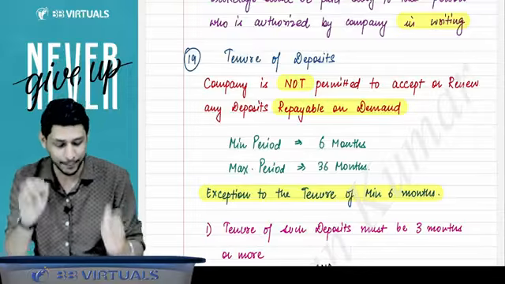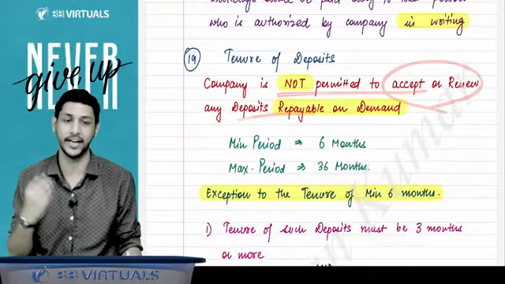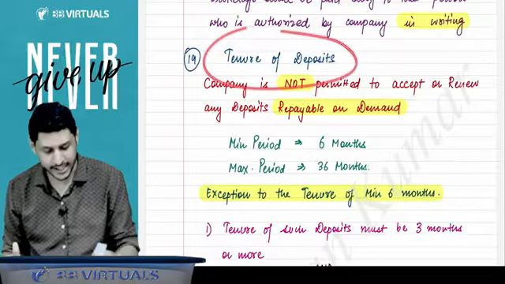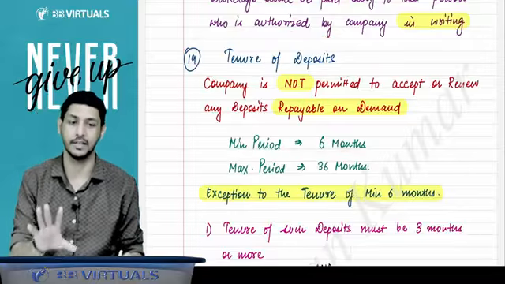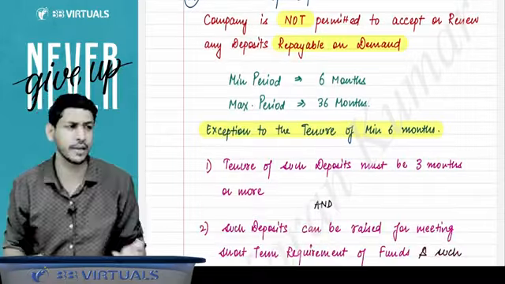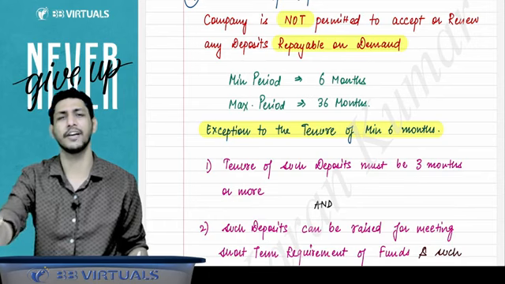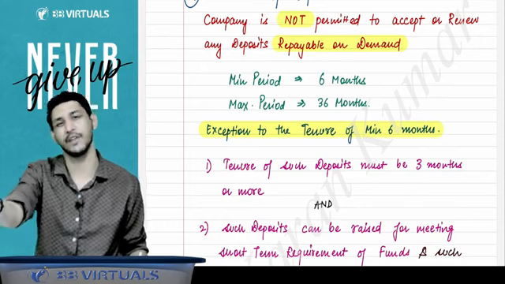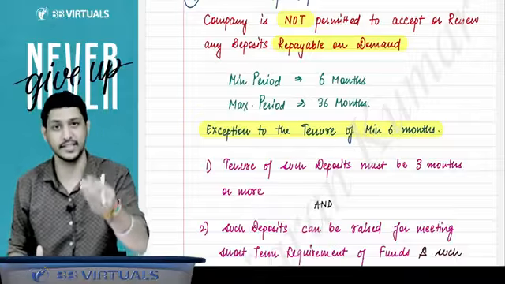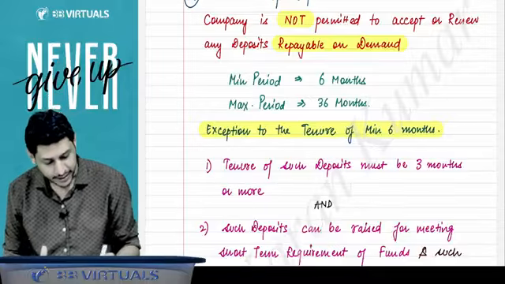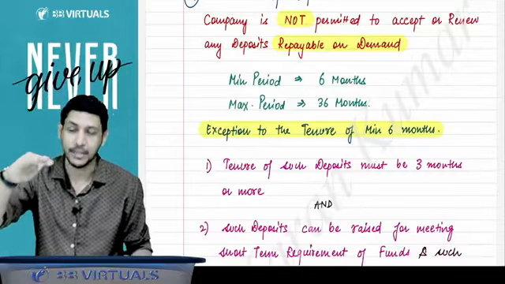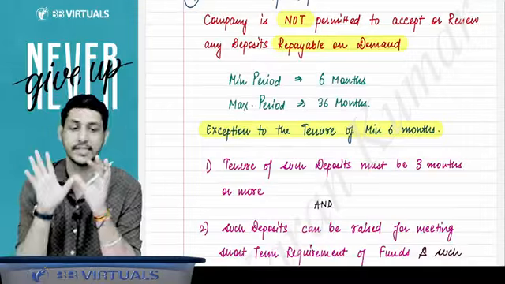Got it, sir. So the company is not permitted to accept or renew any deposit which is repayable on demand. But deposits can be accepted for a minimum period of 6 months and a maximum period of 36 months. However, the company may say, sir, we need funds only for a very short term, for 4 or 5 months. Can the company get funds for 4 or 5 months? Yes, there is an exception. In general, the minimum tenure is always 6 months.